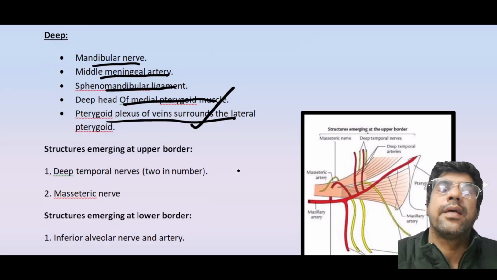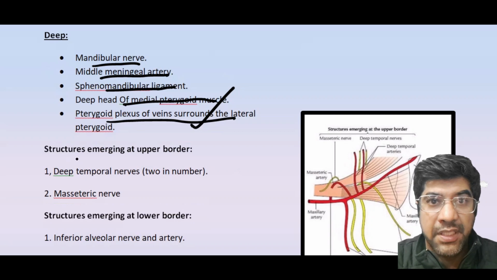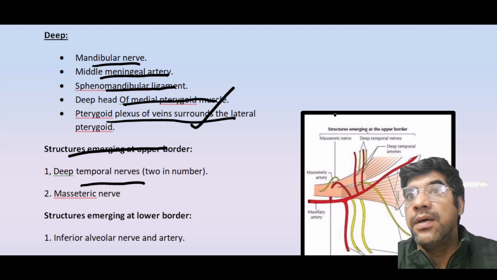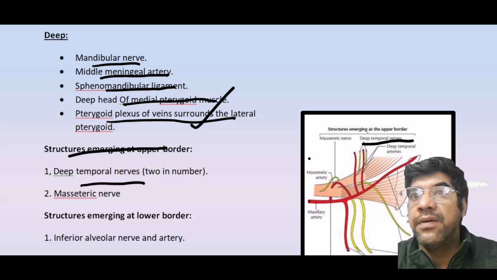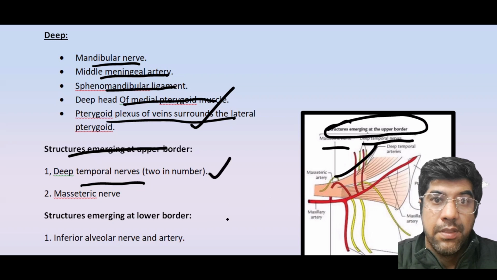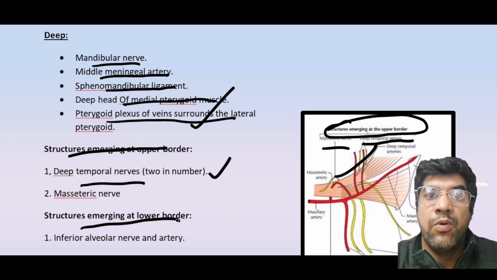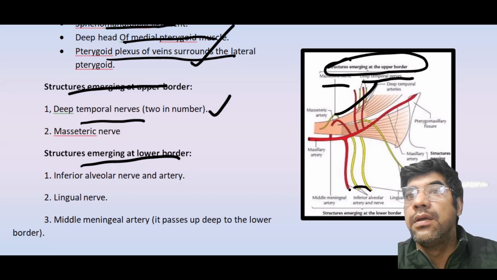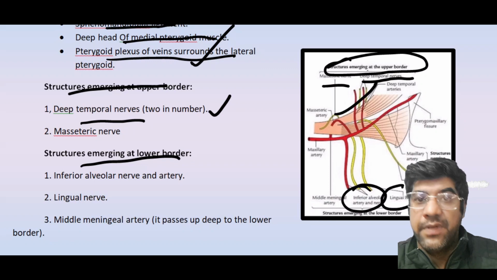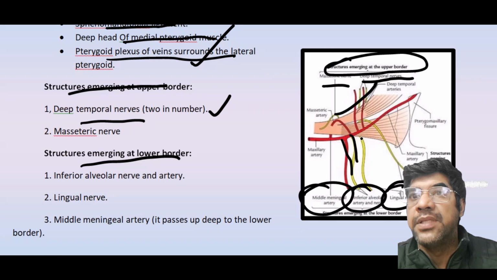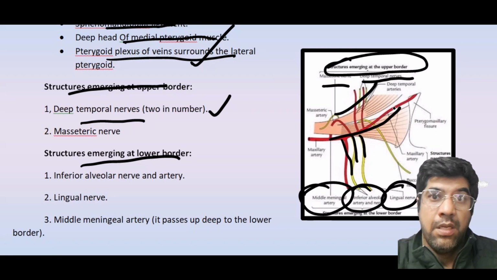Now you can get a question in exam: what are the structures that emerge at the upper border? They are the deep temporal nerve and the masseteric nerve, structures emerging at the upper border. And the structures that emerge at the lower border are, remember, the inferior alveolar artery, the lingual nerve and the middle meningeal artery. So these structures, they emerge at the lower border.